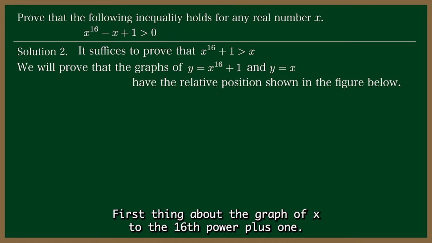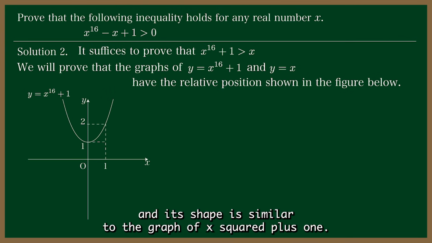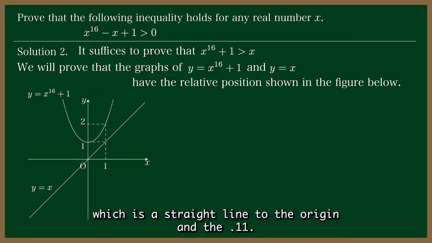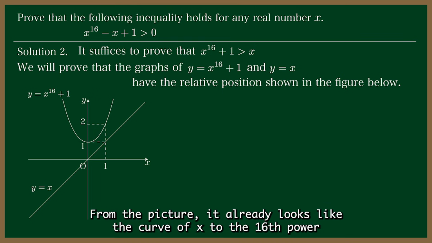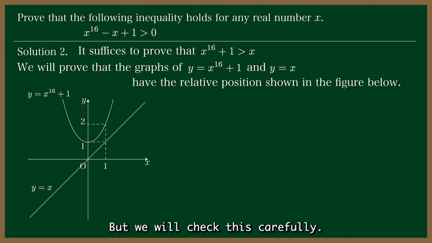First, think about the graph of x to the 16th power plus 1. It is symmetric with respect to the vertical axis, and its shape is similar to the graph of x squared plus 1. When x equals 1, the value is 2, so we can sketch a rough shape. Next, we draw the graph of y equals x, which is a straight line through the origin and the point 1, 1. From the picture, it already looks like the curve of x to the 16th power plus 1 is always above the line y equals x. But we will check this carefully.